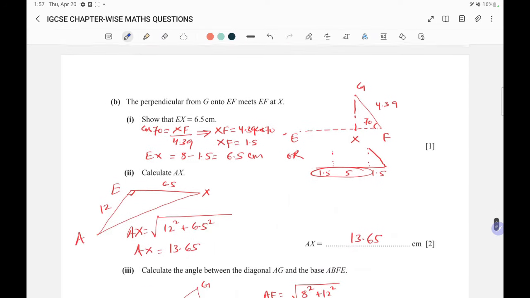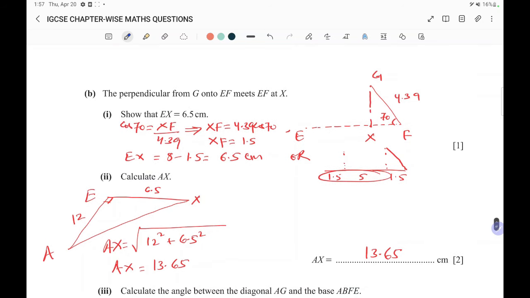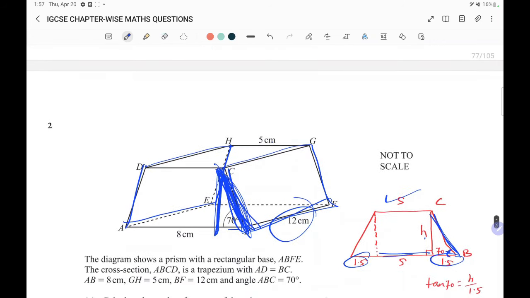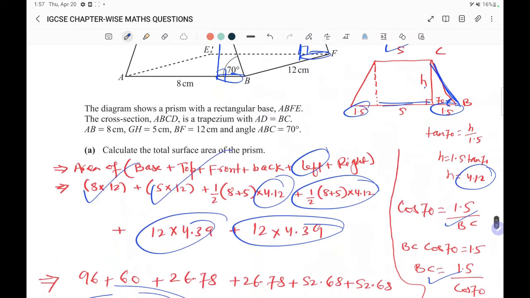Okay, now B part is the perpendicular from G onto EF meets EF at X. The perpendicular from G onto EF, where is G? G onto EF. Oh, here. Okay, this length and this length should be same, guys. Even this length and this length should be same. Okay, next.